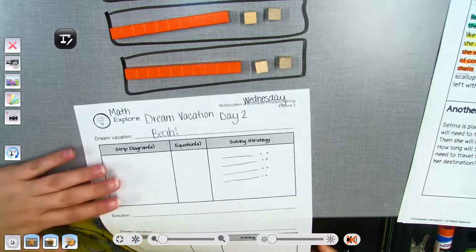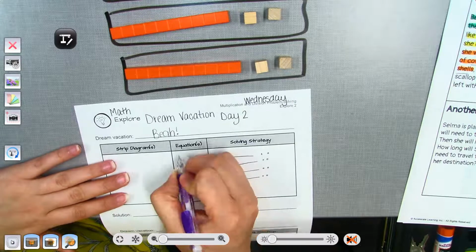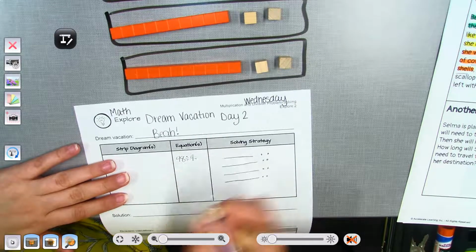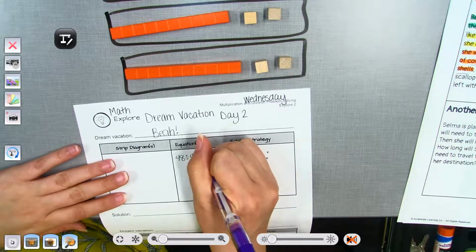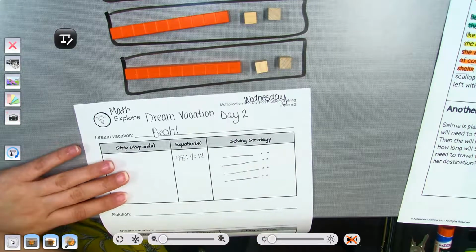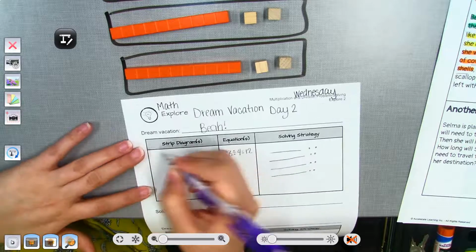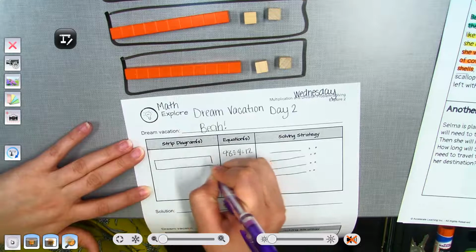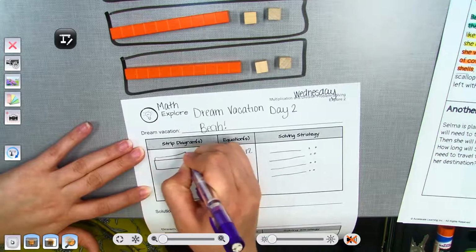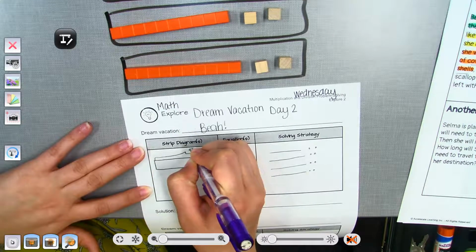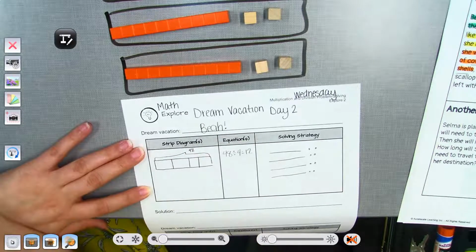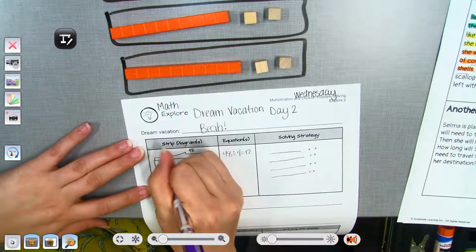Okay, so basically what I did, guys, is I took 48 and I divided it into 4, which gave me 12. Okay, so my strip diagram would look like this. I know that my total is 48. I know that I have 4 groups. Okay? And each group is going to get 12.